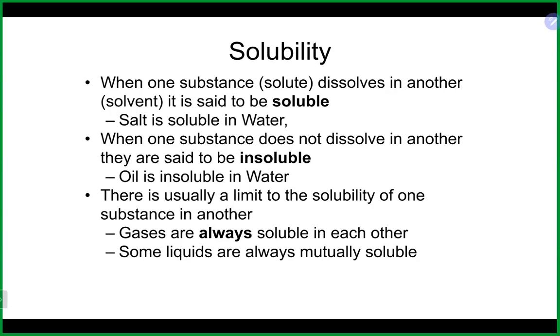Gases are always soluble in each other, and that's because gases are pretty much flying around. So if you have multiple gases, just by the presence of them flying around they are going to be mixing with one another, and they would be soluble with each other. Some liquids are also soluble in each other, and again, that's your polar and polar. Your non-polar ones are going to be soluble in one another.